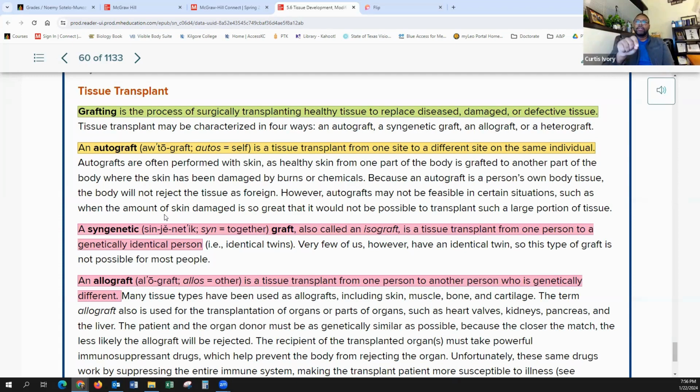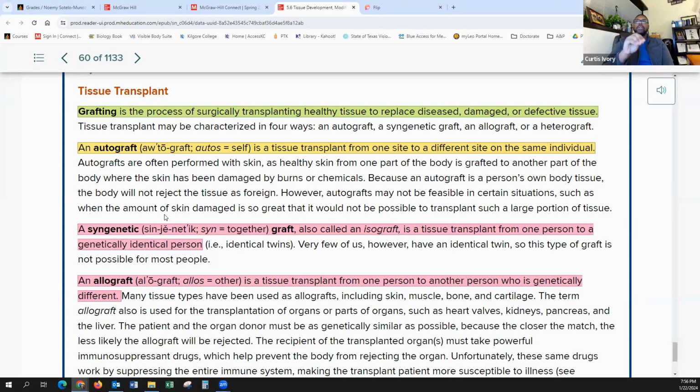With an allograft, we have a tissue transplant from one person to another who is genetically different. Skin can be done like this, as well as muscle, bone, and cartilage. But some things such as heart, valves, kidneys, pancreas, and liver have to be very genetically close or our bodies will reject it.